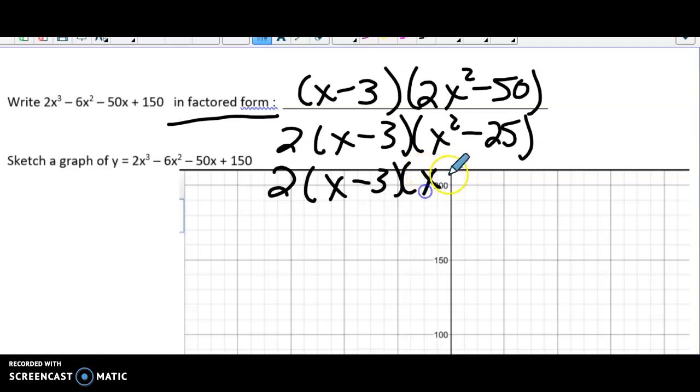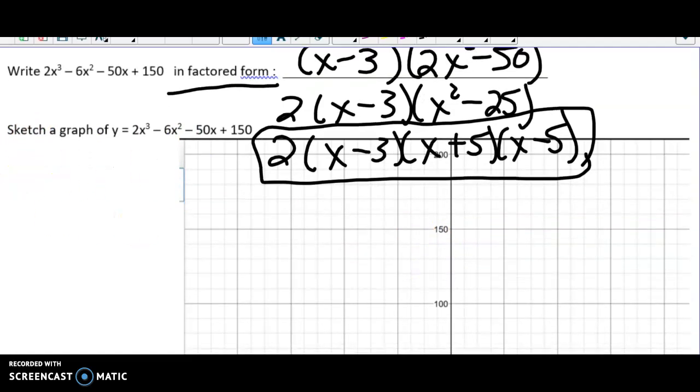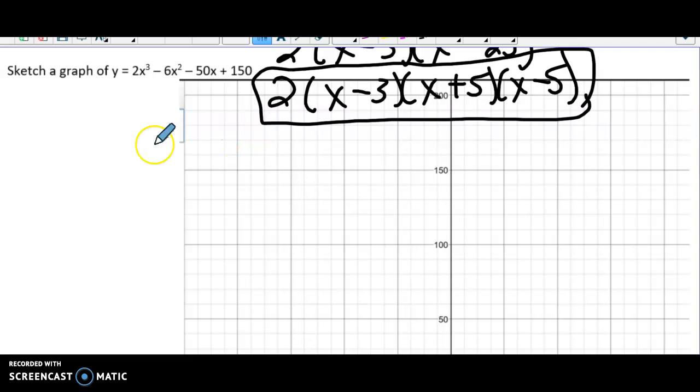X squared minus 25 is x plus 5 times x minus 5. So to write this in factored form, I have to go back and remember a little bit more about my factoring, difference of two squares, or if I have a perfect square trinomial, anything like that that happens here. To sketch the graph, well, now I know my zeros.